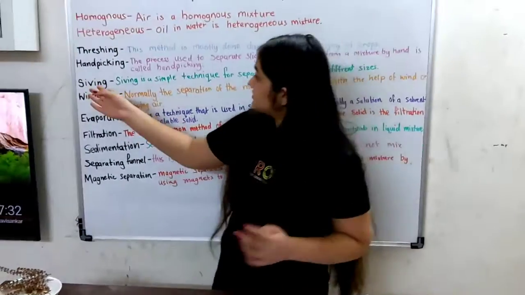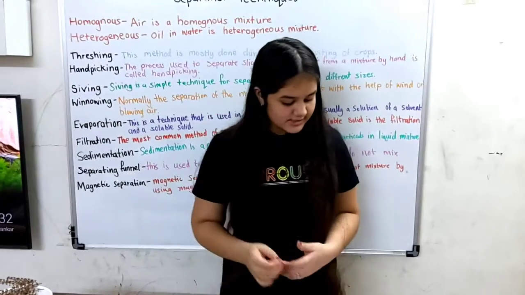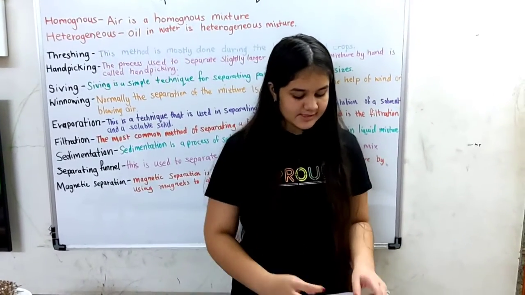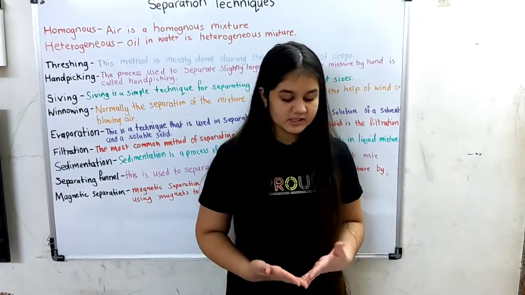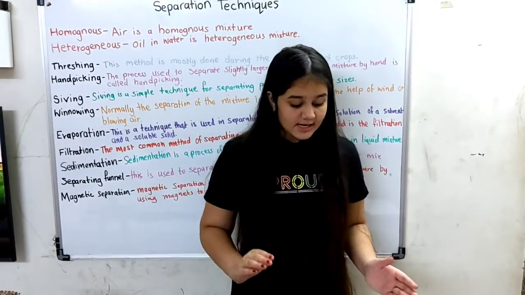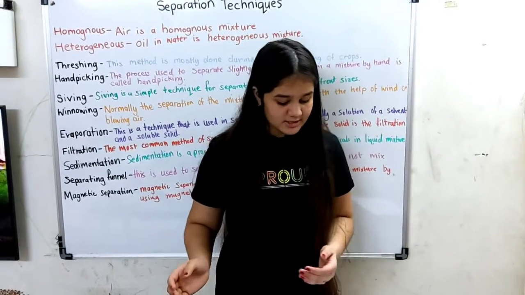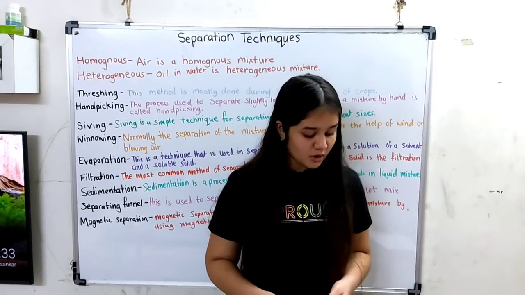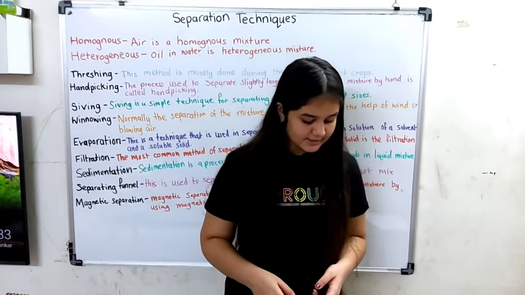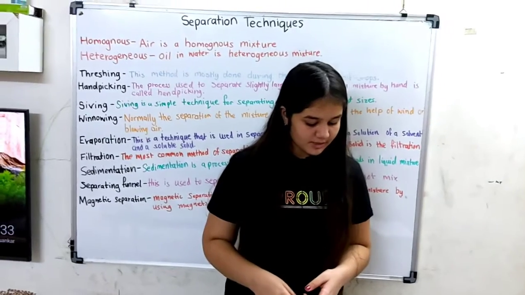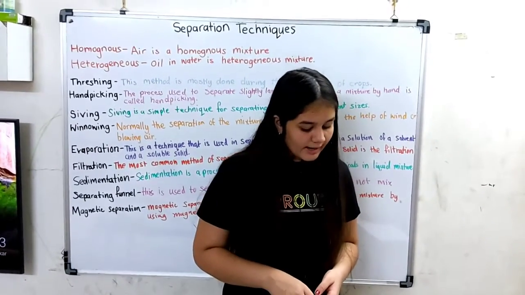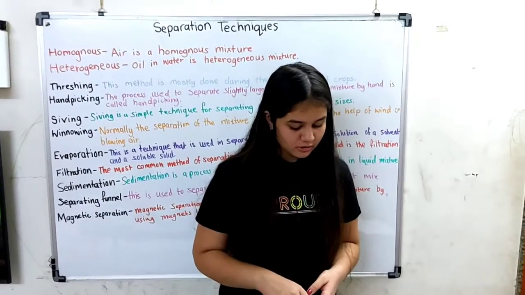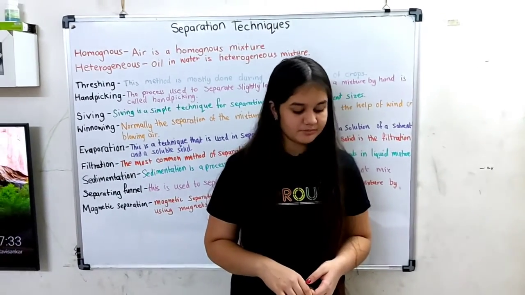Now the third is sieving. Sieving is a simple technique for separating particles of different sizes, such as used for sifting flour, which has very small holes. Sieves are also used to separate stones from the sand.